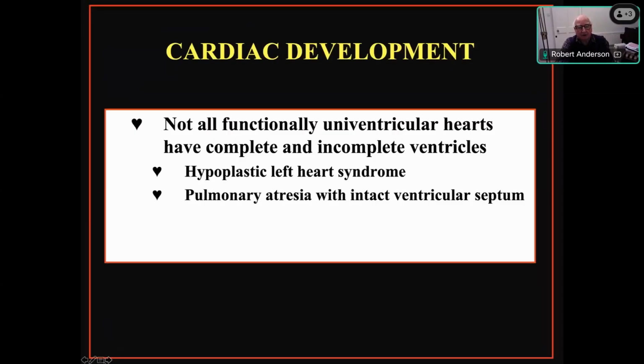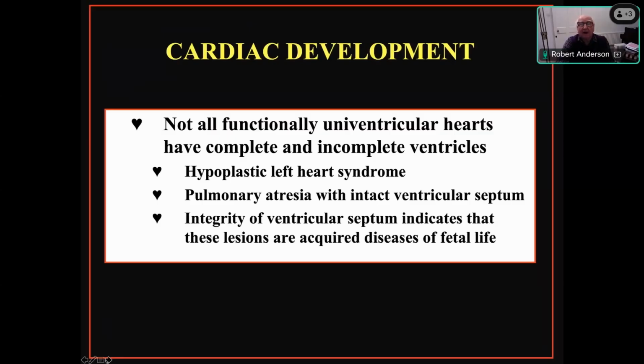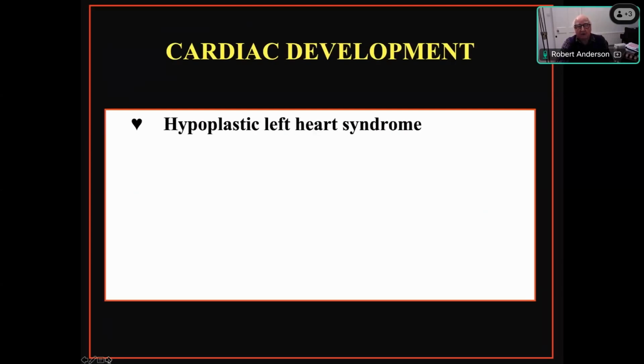And the key to the understanding of these lesions is the integrity of the ventricular septum, because they are acquired diseases of fetal life. The very fact that the ventricular septum is intact tells you they could not have come about until after there has been closure of the tertiary embryonic interventricular communication. So when we look at hypoplastic left heart syndrome, we know we are looking at a spectrum of maldevelopment.